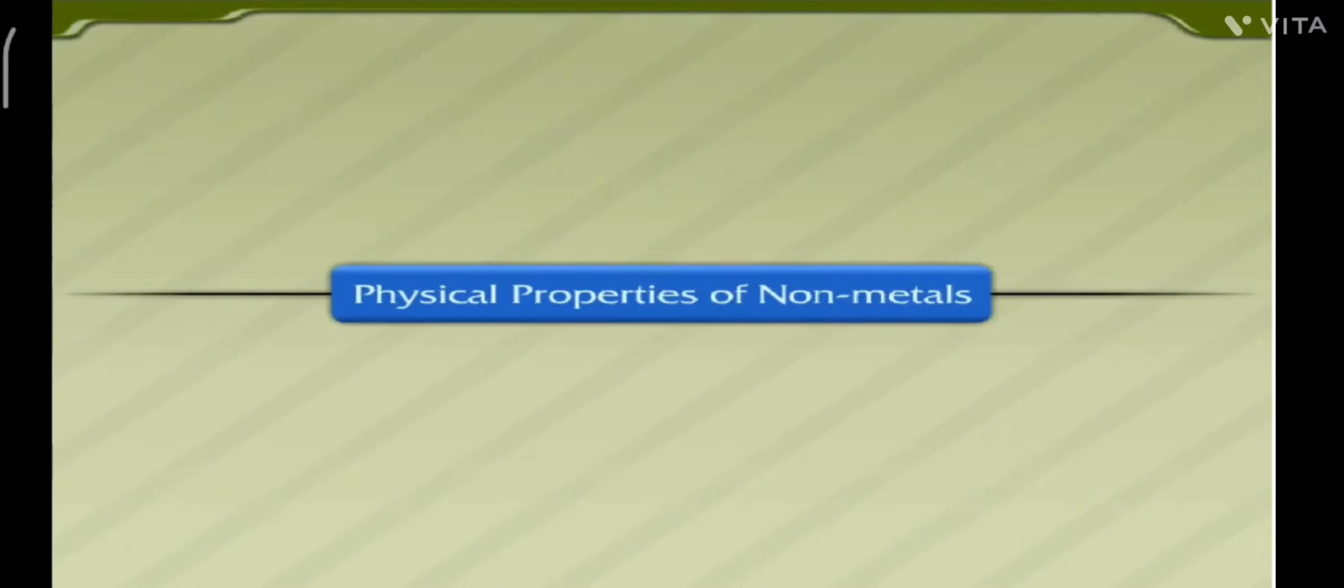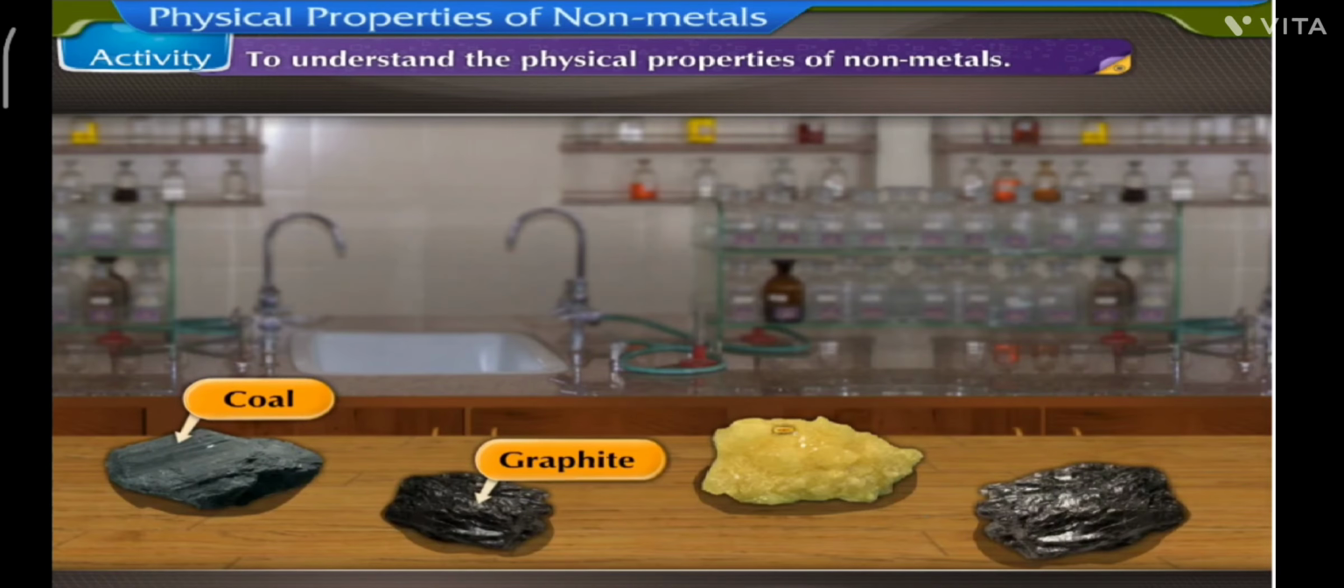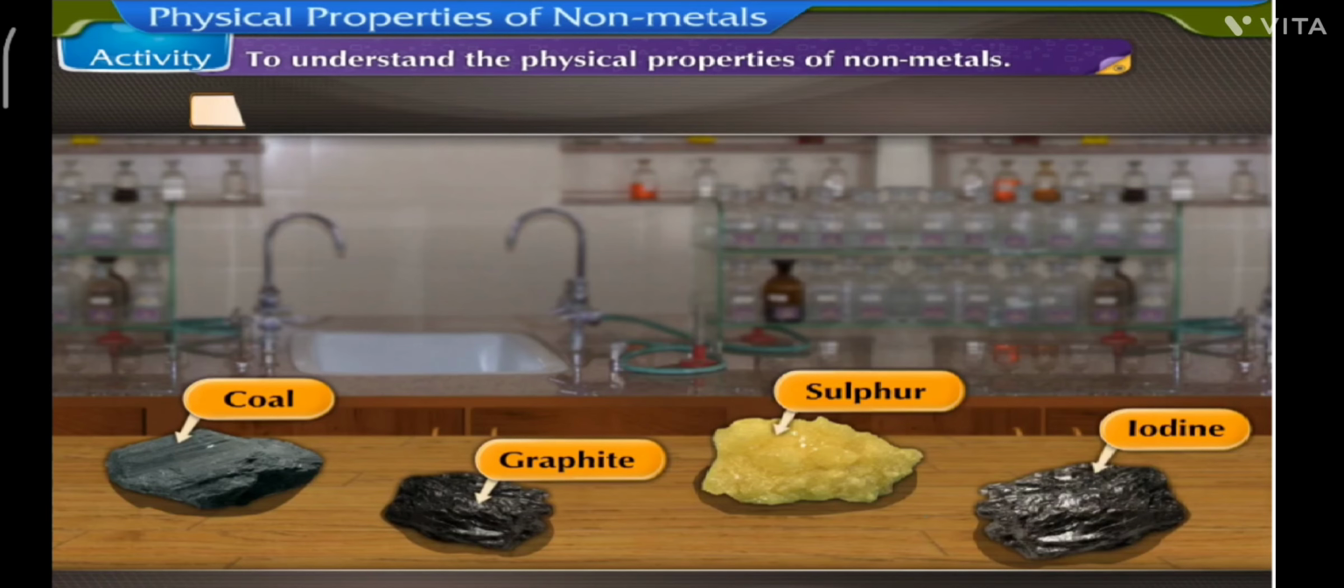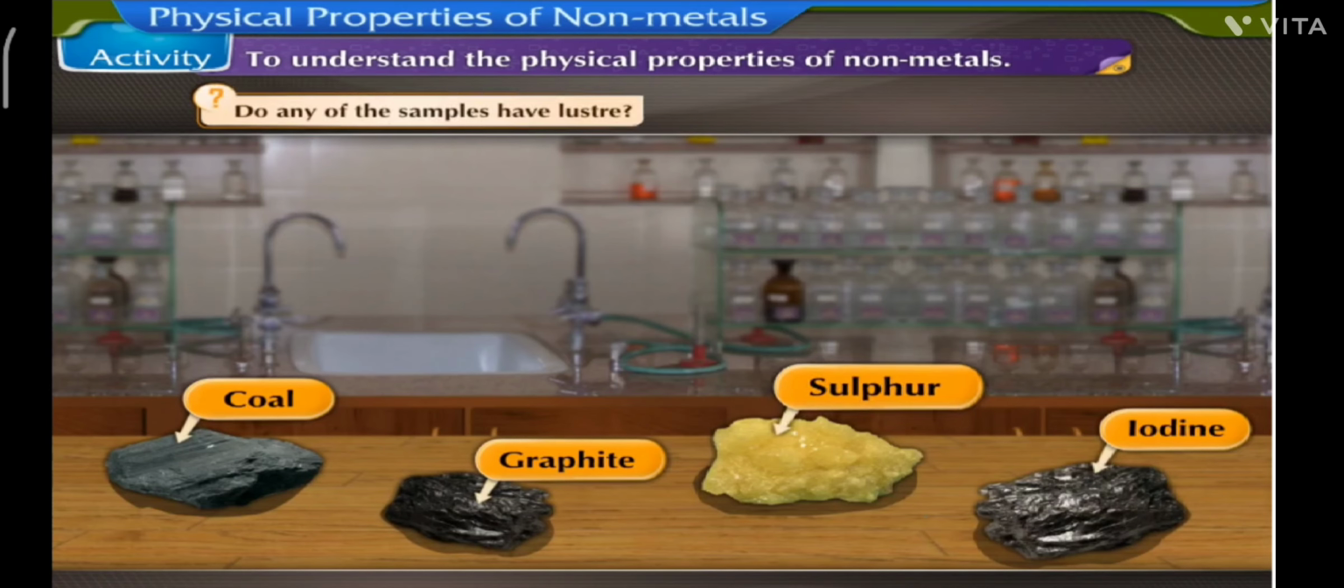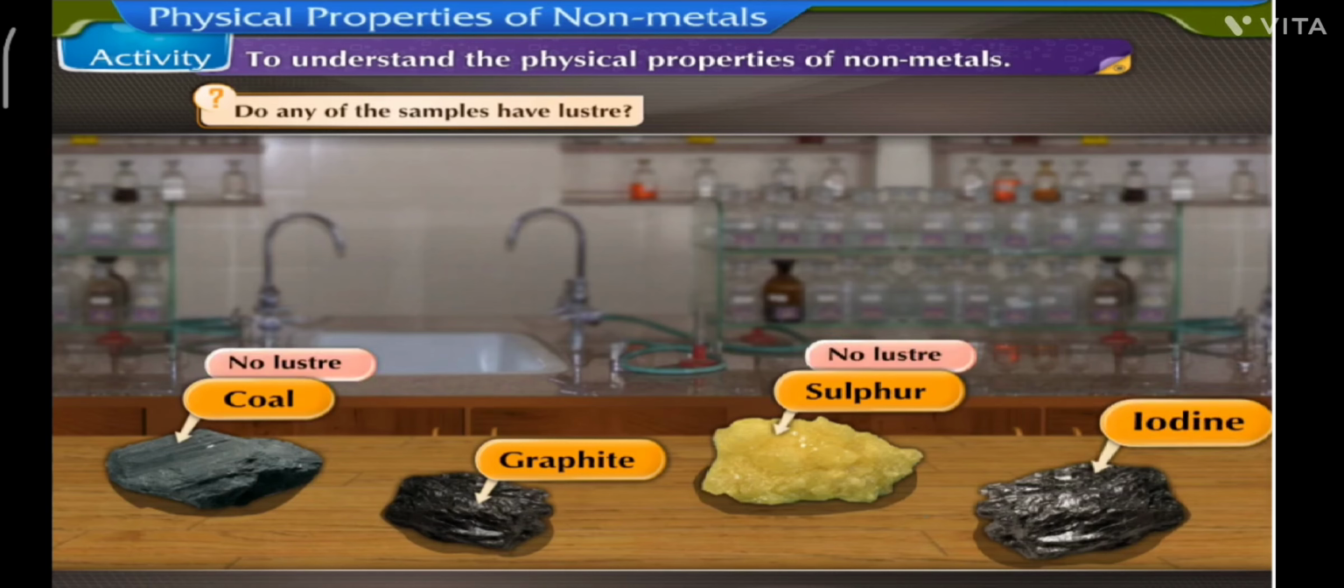Physical properties of non-metals. Let us perform all the activities done earlier on some non-metals to know the difference between the two. Take samples of coal, graphite, sulfur, and iodine. First, we shall check for luster. Do any of the samples have luster? Coal and sulfur do not have luster. Graphite and iodine have a lustrous appearance.